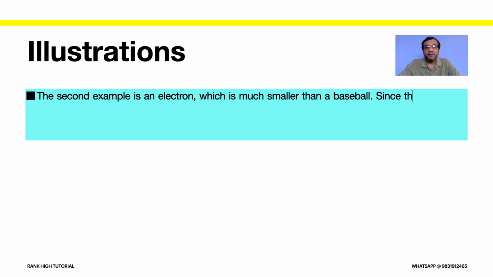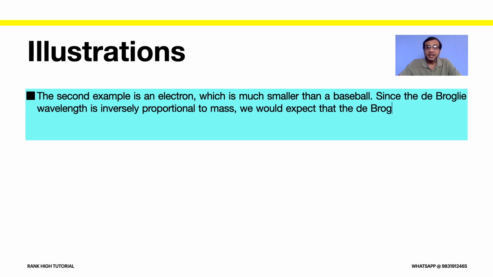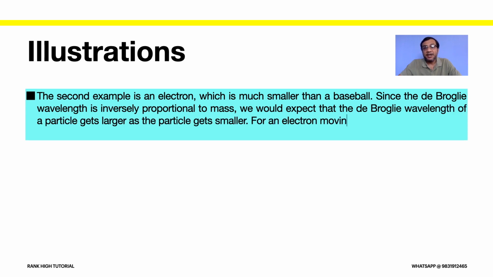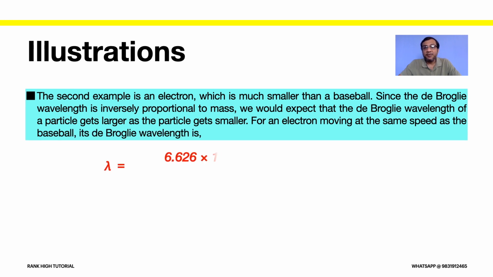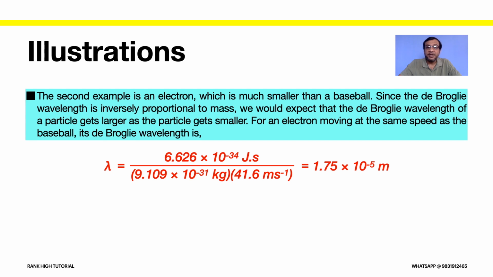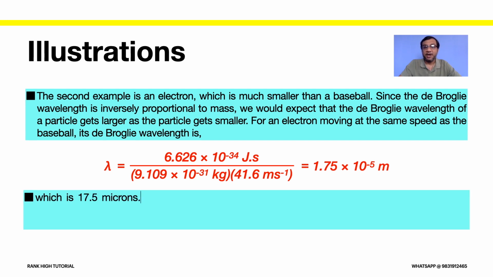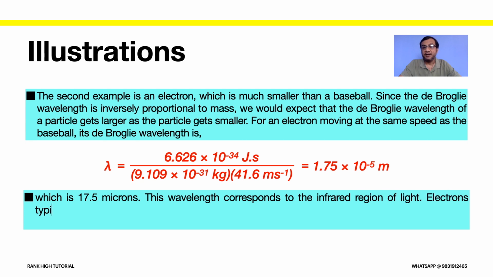Since the de Broglie wavelength is inversely proportional to mass, we would expect that the de Broglie wavelength of a particle gets larger as the particle gets smaller. For an electron moving at the same speed as the baseball, the de Broglie wavelength is lambda equals 1.75 multiplied by 10 to the power minus 5 meter, which is 17.5 microns. This wavelength corresponds to the infrared region of light.